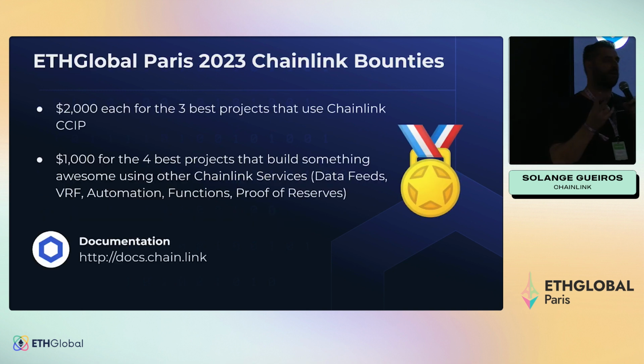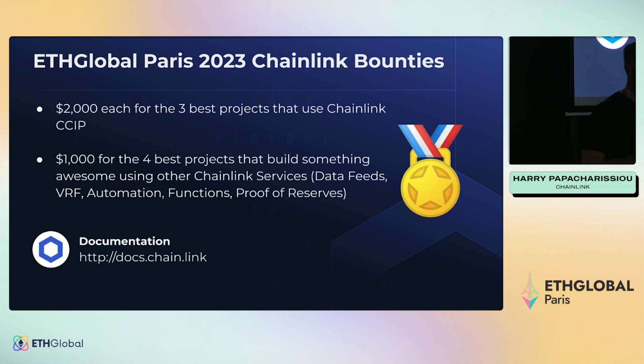So we have 2 tracks in terms of our bounties. We have a track specific to CCIP, so $2,000 for the best 3 projects that use CCIP in their submission. And we're going to talk about CCIP in just a couple of minutes. However, we have $1,000 for the 4 best projects that use another Chainlink service in their submission, right?